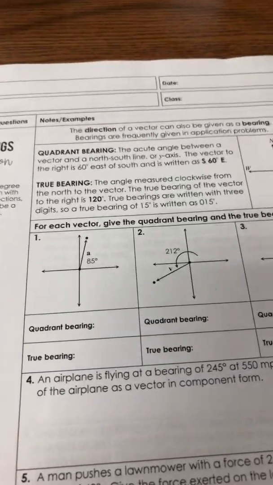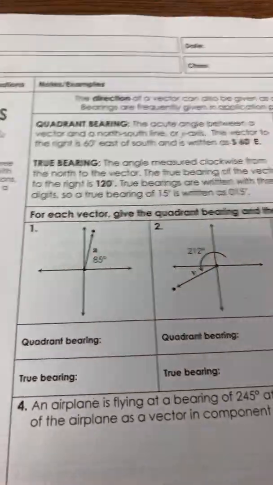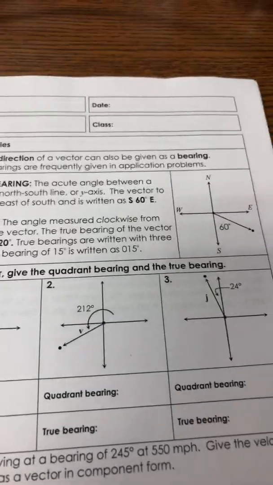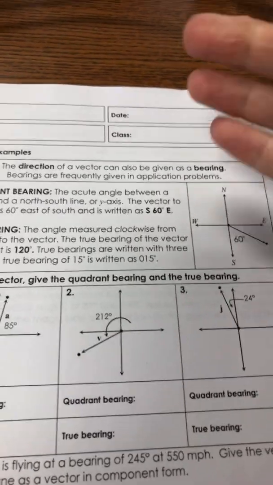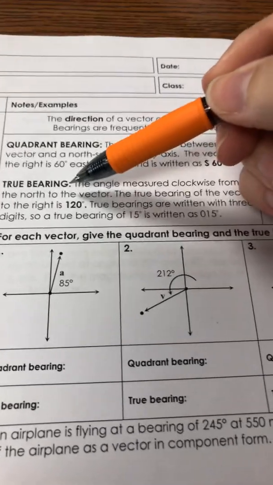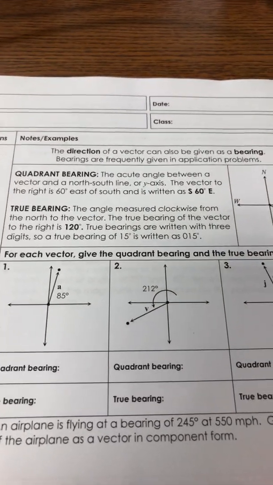Right, today we're going to discuss bearings and direction. Bearings and direction are usually used in word problems or application problems. Instead of saying a direction angle, it would talk about a quadrant bearing or a true bearing. So let's go over what a quadrant bearing or a true bearing is.